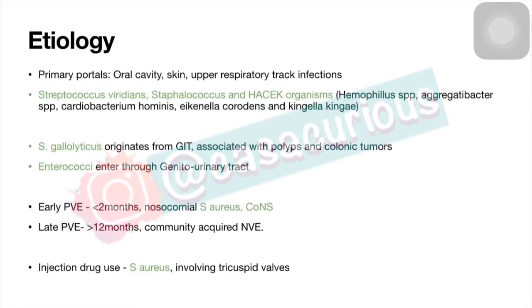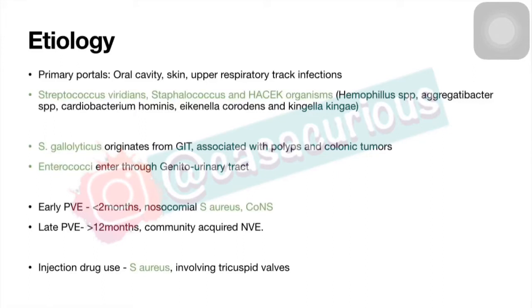Etiology. Because of the different portals of entry such as the oral cavity, skin, and upper respiratory tract, the causative microorganisms vary among clinical types of endocarditis. Streptococcus viridans, Staphylococcus species, and HACEK organisms like Haemophilus species, Aggregatibacter species, Cardiobacterium hominis, Eikenella corrodens, and Kingella kingae are all involved in native valve endocarditis.